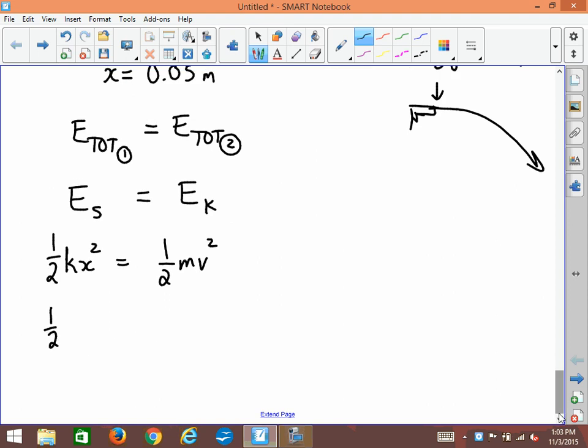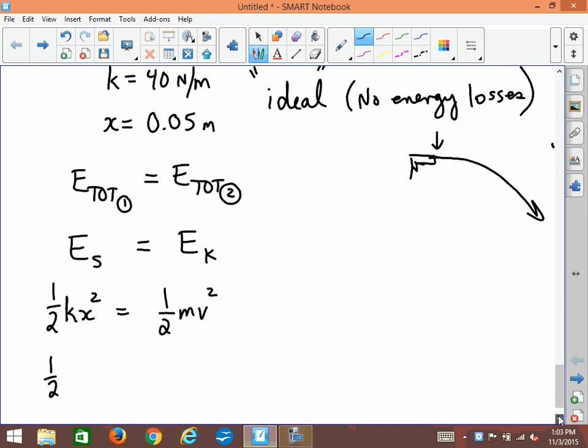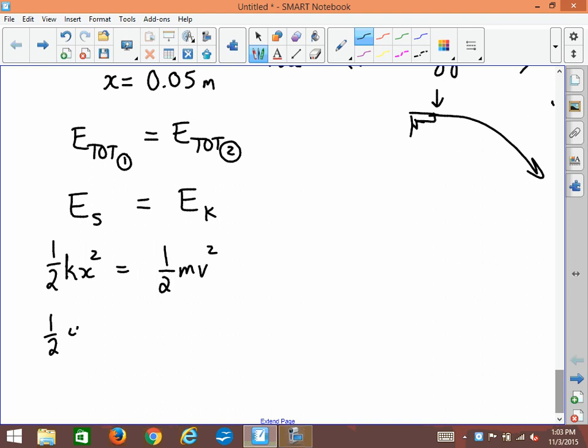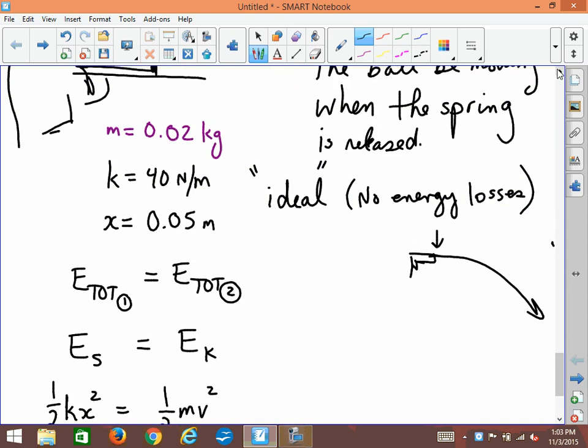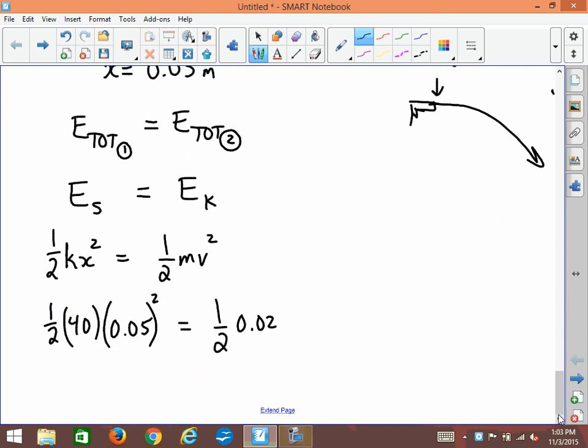And we do our 1/2, I think I said 40 for the spring constant, I did. So 1/2 of 40, and we said it was going to be compressed 5 centimeters. And so I have to square that, equals 1/2. And now I have the mass, which I believe was 0.02. I'm going to check that as well. 20 grams, I thought we said. Yep, 20 kilograms, sorry. 0.02 kilograms, which is 20 grams, right? And then v squared is going to be the speed. I should be able to solve this without a problem.